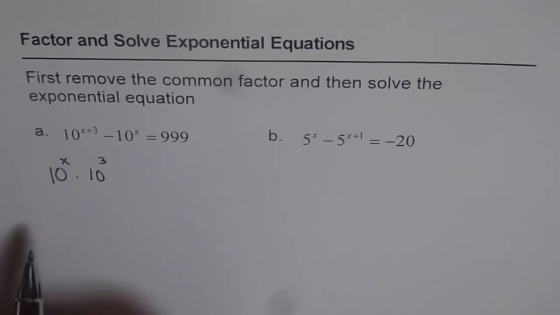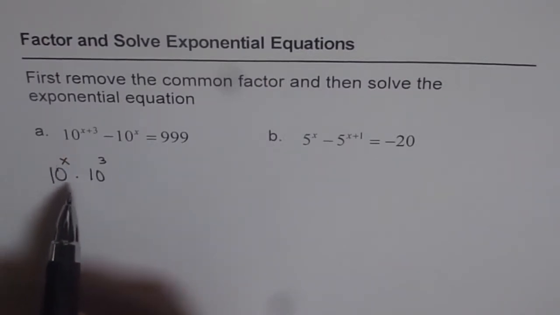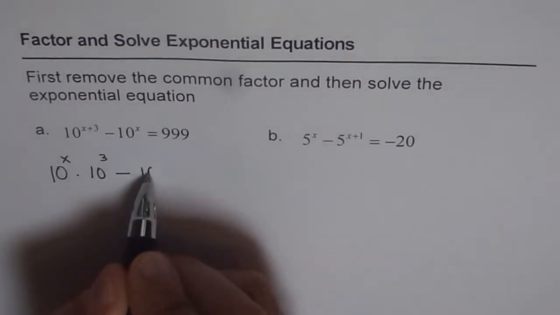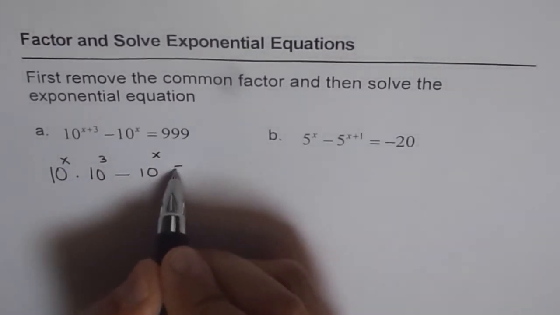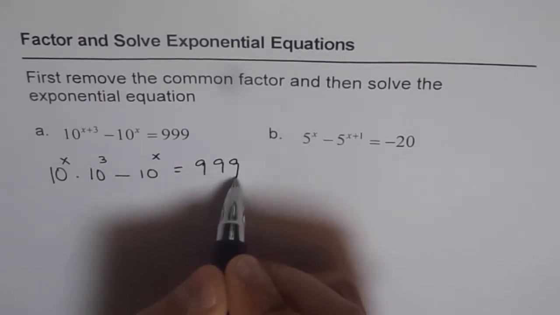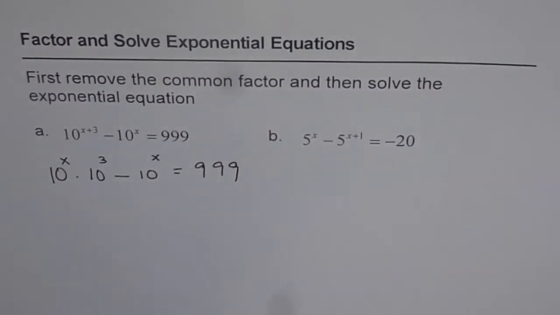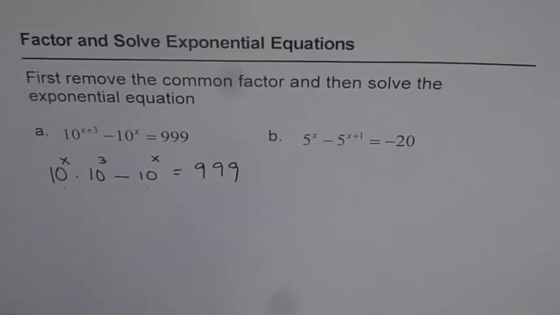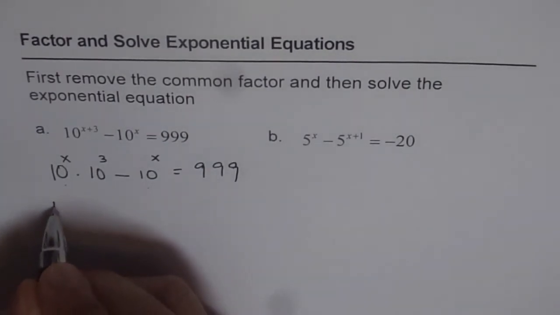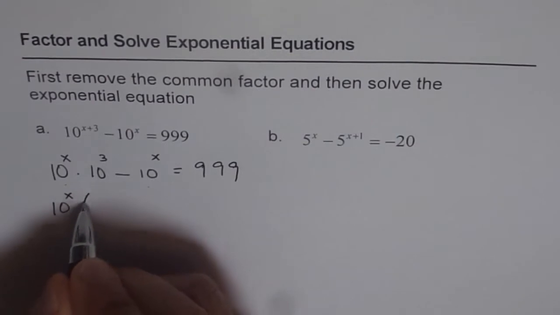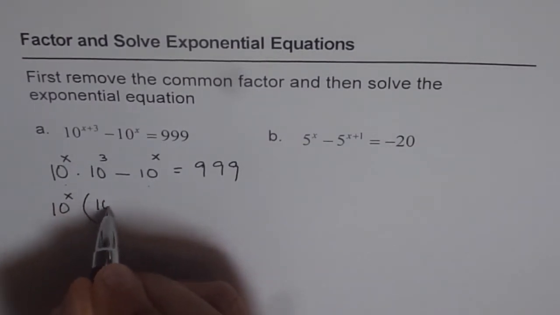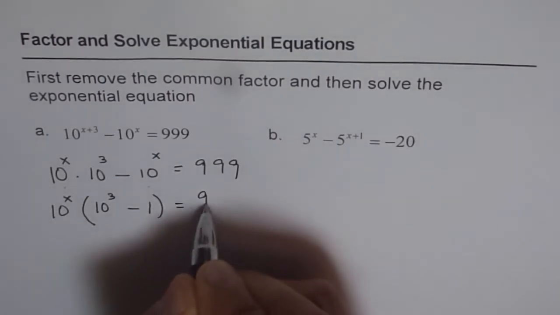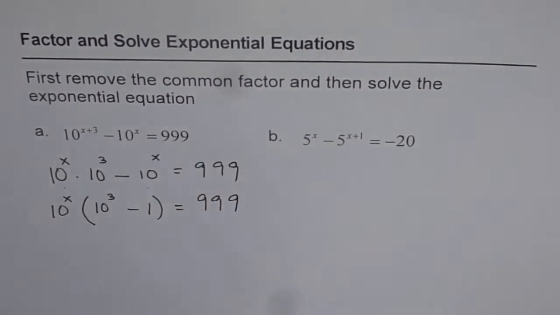So the first term can be written as 10 to the power of x times 10 to the power of 3, minus 10 to the power of x, equals 999. So that is the given equation. As you can see, we have a common factor, 10 to the power of x. So let's factor this out. So we have 10 to the power of x, and within the bracket we are left with 10 to the power of 3 minus 1, equals 999.